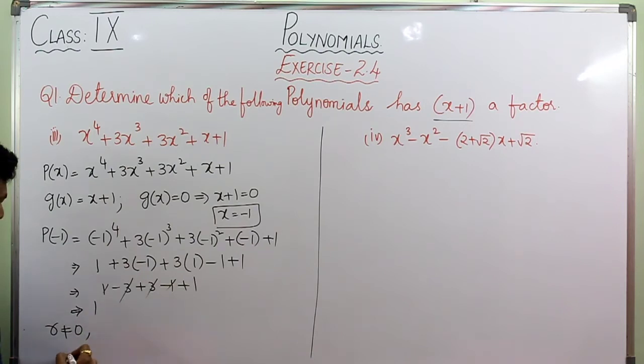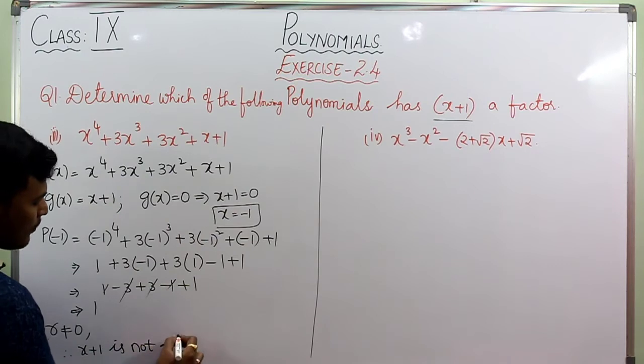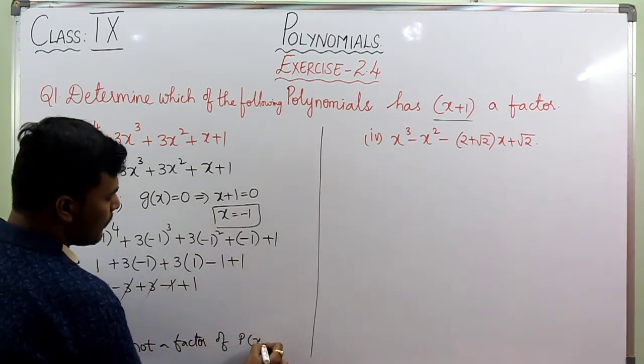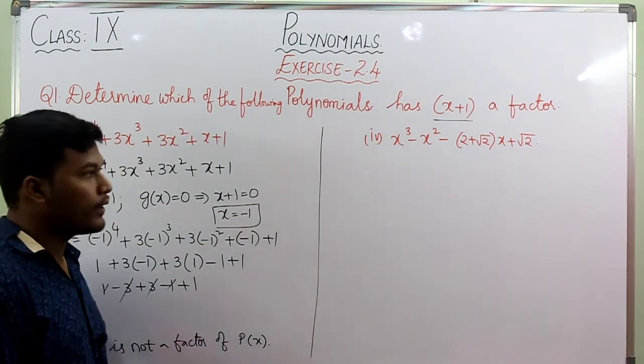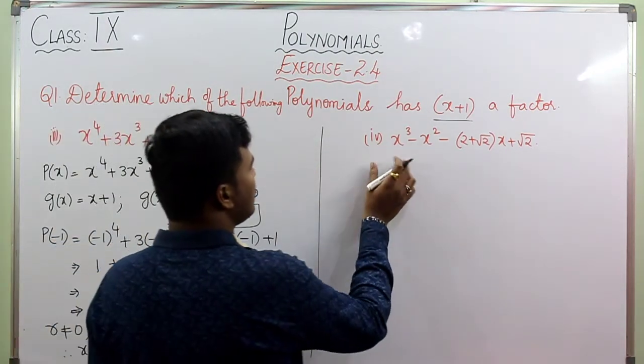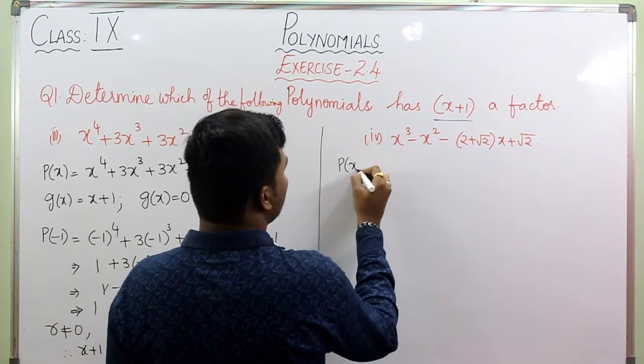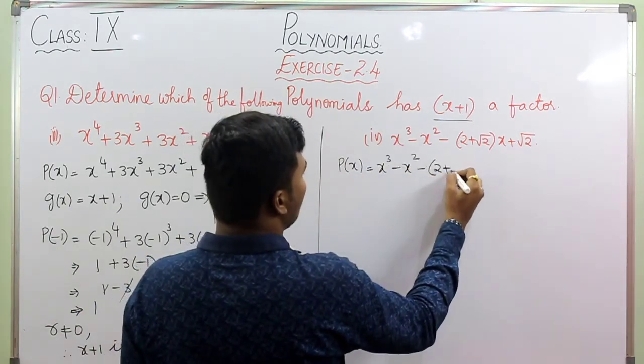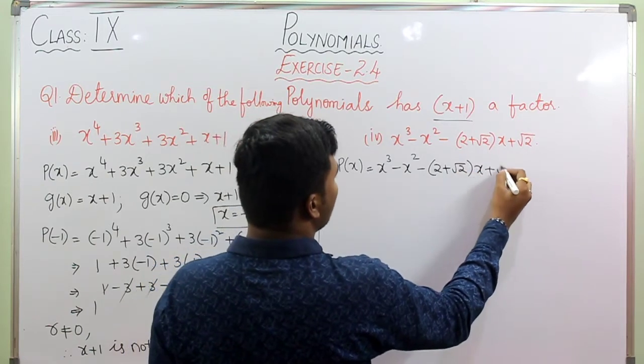So therefore, what can you conclude? Therefore x plus 1 is not a factor of, I can write simply, p of x. Now the fourth bit of this: the given p of x is x cube minus x square minus (2 plus root 2) into x plus root 2.